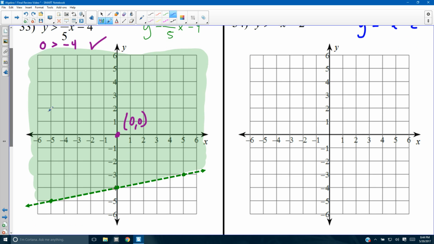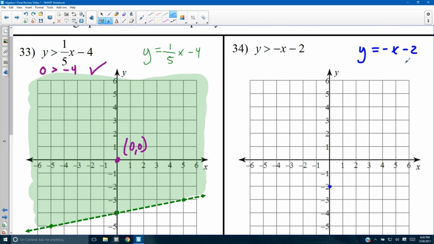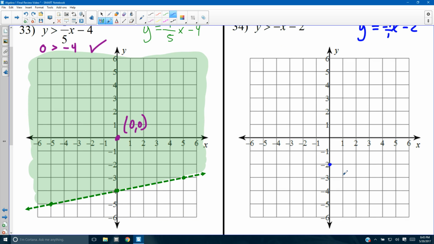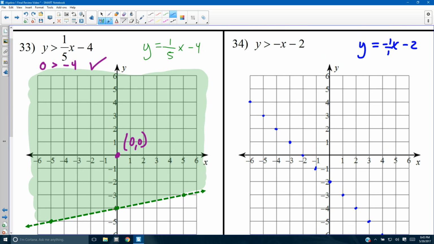So let's start at 0, negative 2, and the slope here is negative 1, right? That's the number that's in front of x. Negative 1 over 1. So as I fall 1, I will run 1 to the right. Fall 1, run 1 to the right. See how negative slope works there? We're going down as we go to the right. And as we go up, we'd be going to the left to make that actually work. So we'd be going like that. And these are the points that will help represent our boundary line.